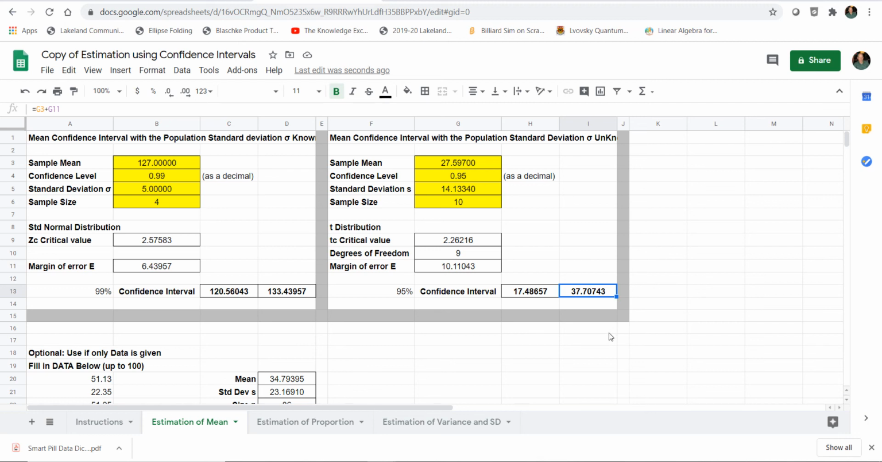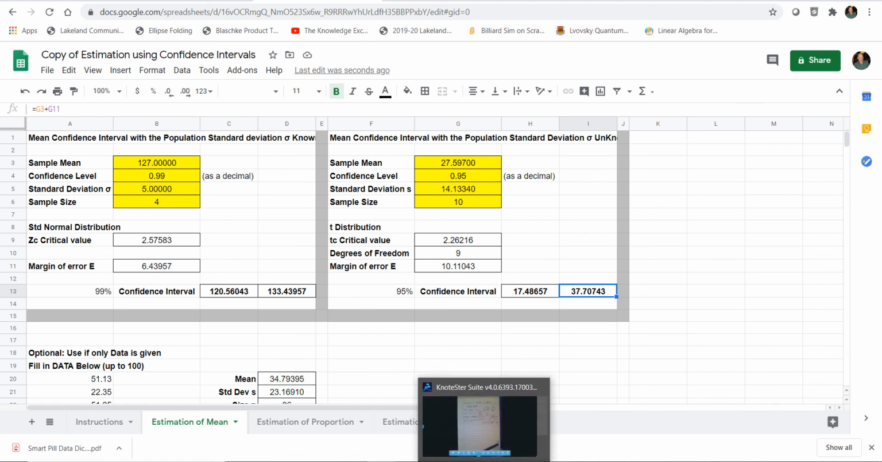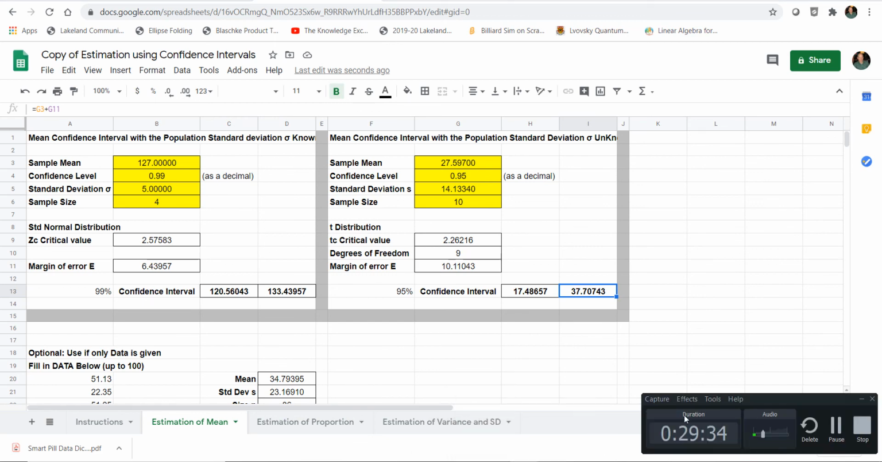Anyways, I hope this gives you more of a feel for what we're really doing with confidence intervals. And if you have questions, please ask.